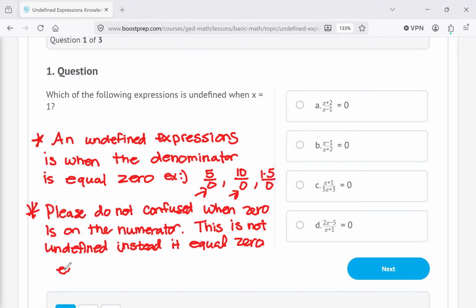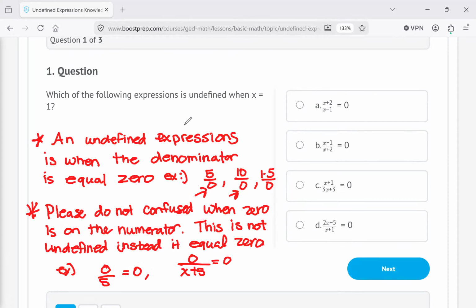So for example, if you had 0 over 5, that is not undefined. That's actually 0. And 0 is not undefined. If you have 0 over x plus 5, then that is not undefined. It's 0. So here's a little trick. If you're still unsure, put it into the calculator. If the answer says error, then it's undefined. If it says 0, it's 0.